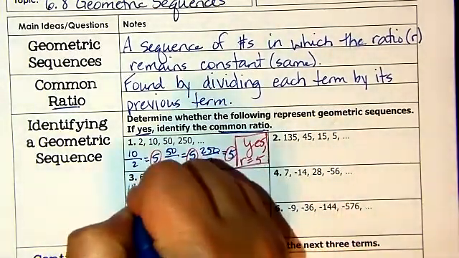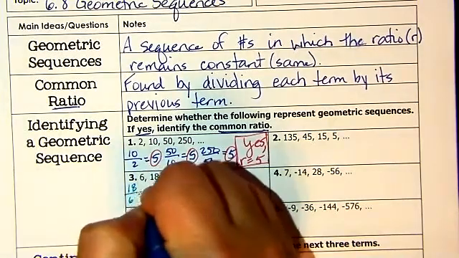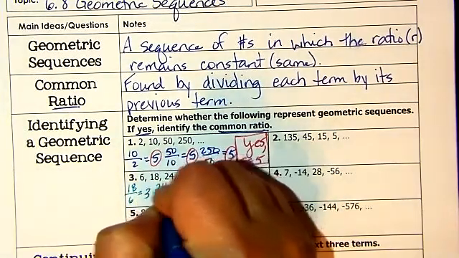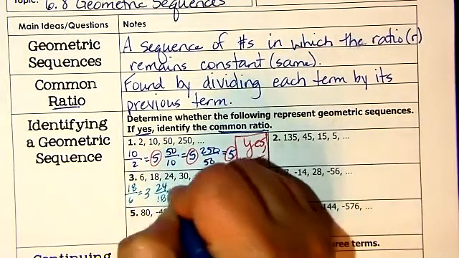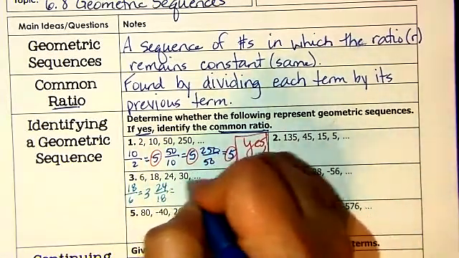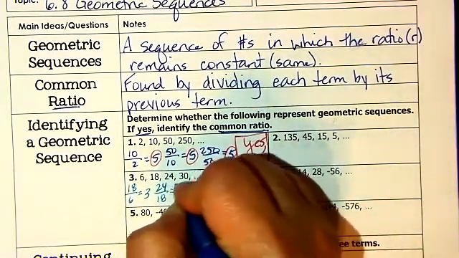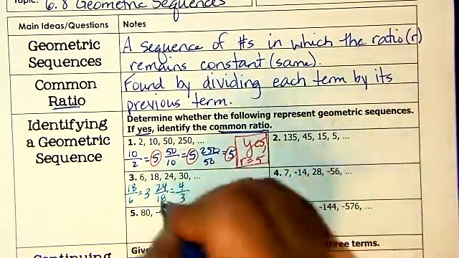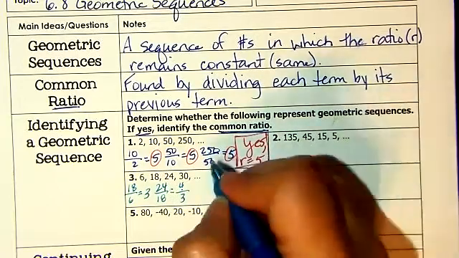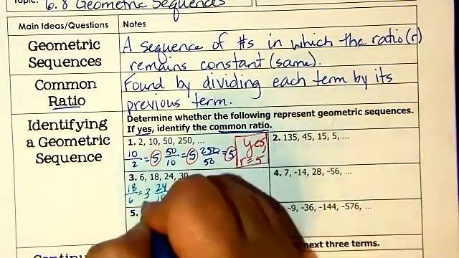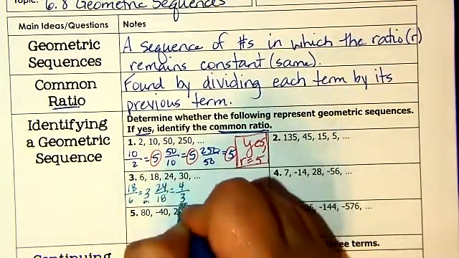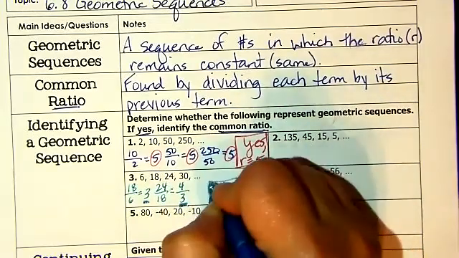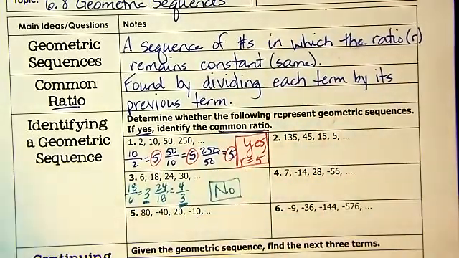So here we're going to have 18 divided by 6, that's 3. 24 divided by 18, well, I know it doesn't go evenly, so this is going to simplify. 6 goes into 24 4 times, 6 goes into 18 3 times. Oh, those are not the same. They are not the same, so this is a no. When I look at these, the two ratios are different, so this one is a no. I don't have to go any further. Okay.